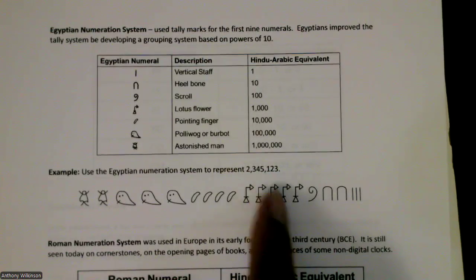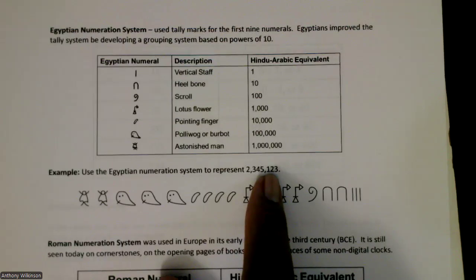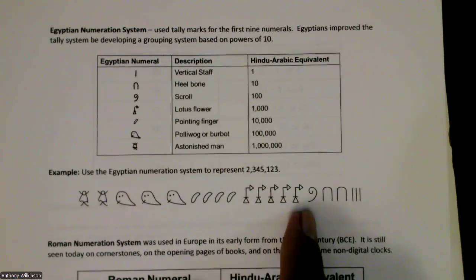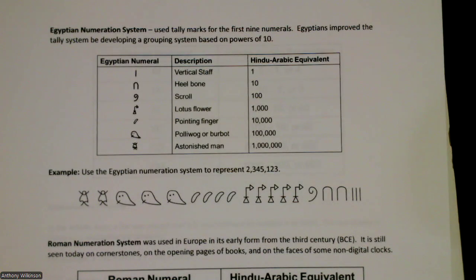And then the 1 is 100. You need 1 scroll for that. The 2 is going to be 20, 2 heel bones, and 3 vertical staffs because the 3 is in the 1's place. So that represents 3 vertical staffs. So all of this is the pictorial Egyptian representation of 2,345,123. Okay.